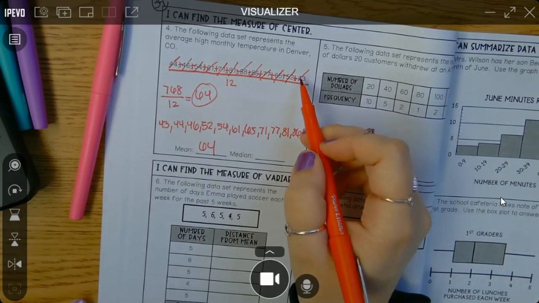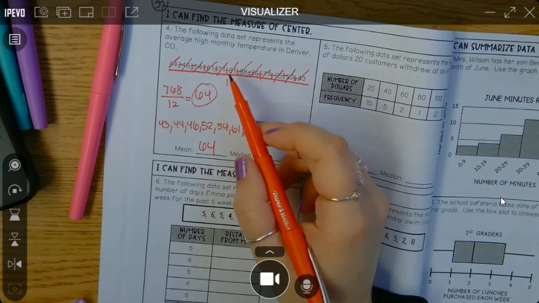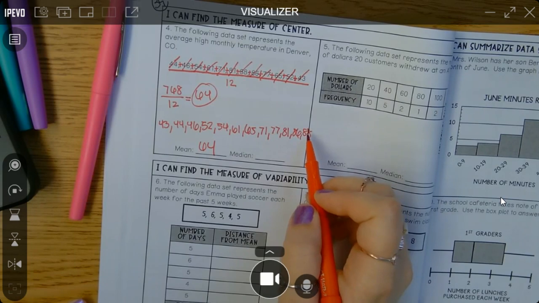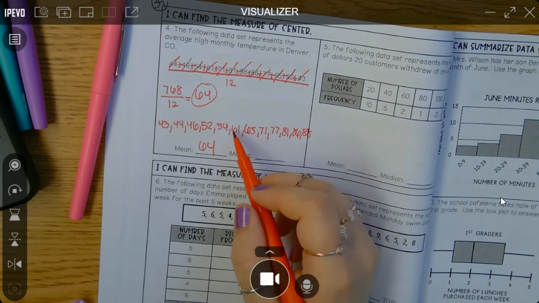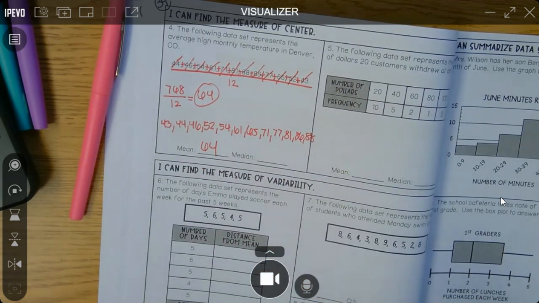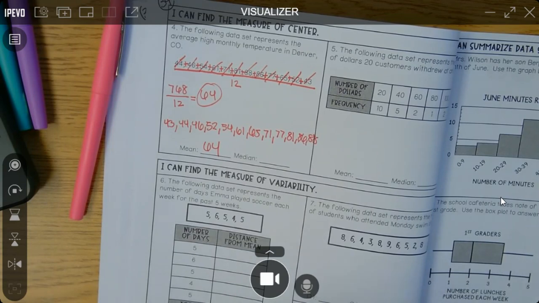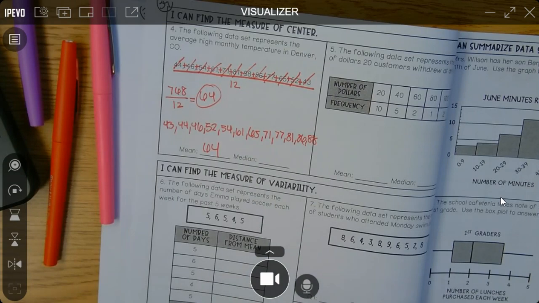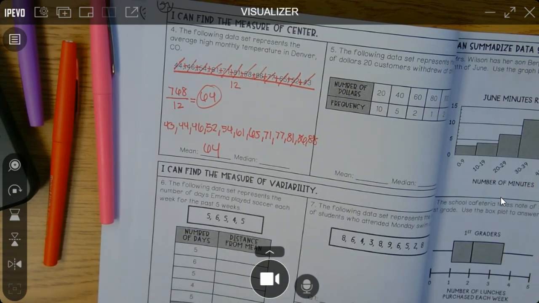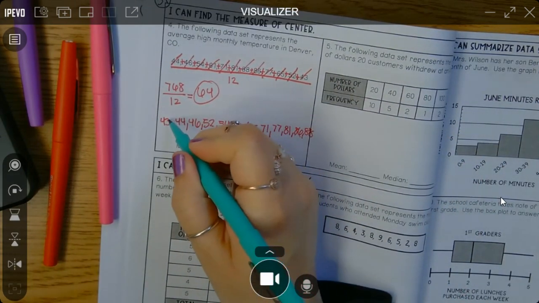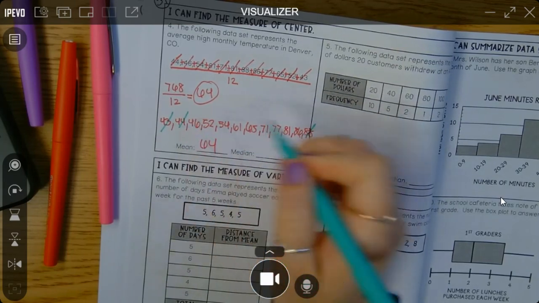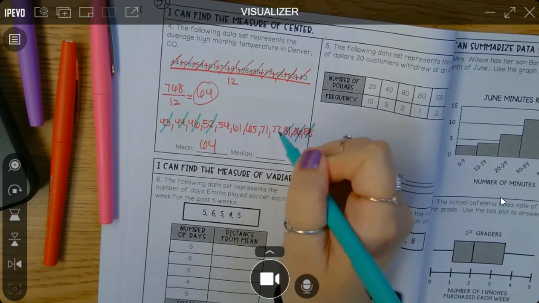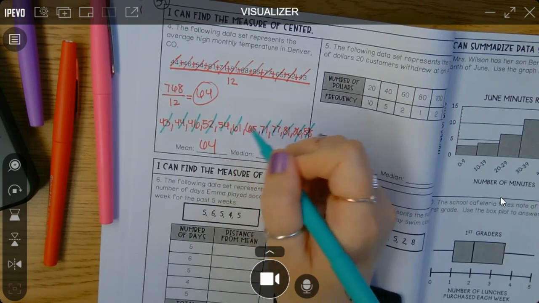Okay, double check. 1, 2, 3, 4, 5, 6, 7, 8, 9, 10, 11, 12. We knew that. So double check you wrote them all down. Always double check, because if you didn't write all the numbers down, then you're automatically going to miss the median, aren't you? Okay, so cross off from the beginning and end. Beginning, end, beginning, end, beginning, end, beginning, end.